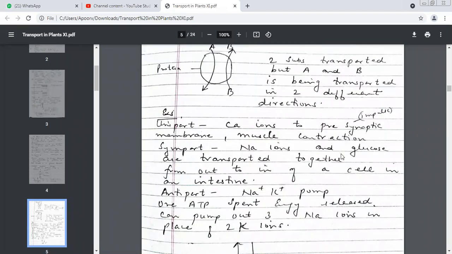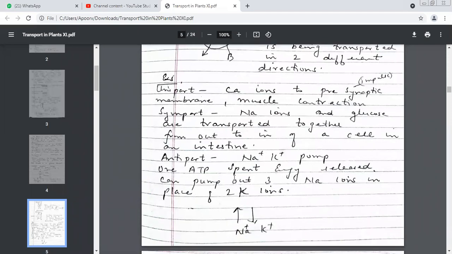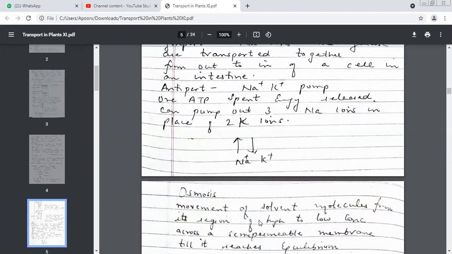Okay, uniport, we know the examples we did. Calcium ions move from one neuron to the other neuron. This is uniport. Even in muscle contraction. Symport, sodium ions and glucose together, they enter into the intestine. And antiport, the sodium and potassium pump is there in our body, which we'll study very soon. Sodium goes out, potassium comes in.